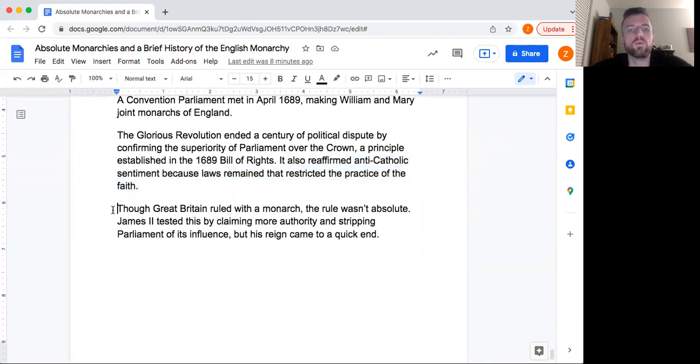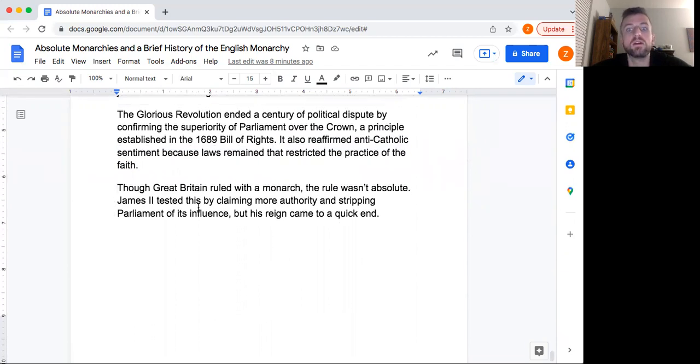Though Great Britain ruled with a monarch, the rule wasn't absolute. James II tested this by claiming more authority and stripping Parliament of its influence, but his reign came to a quick end.